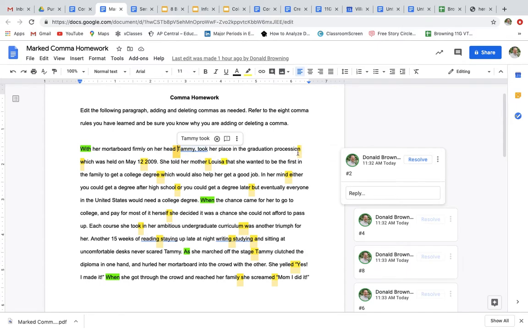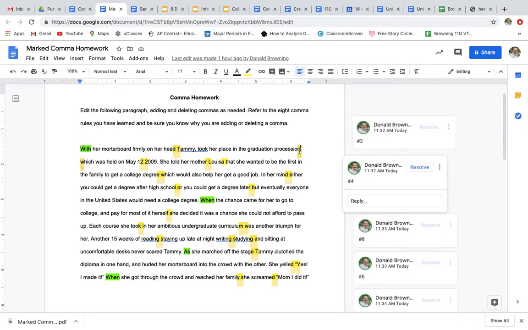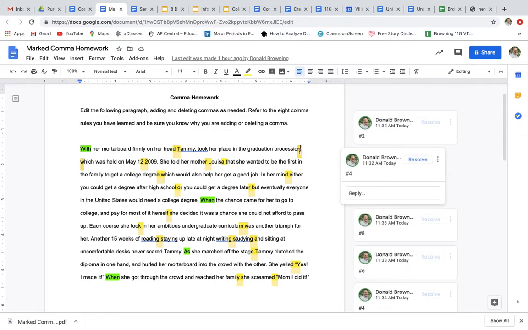All right, and then we have another one over here, graduation procession. You see the word which? That's another one that's going to let us know that you're gonna need to put a comma there. All right, so this one is rule number four, which is non-essential. That means you can take it out and it still makes sense. Which was held on May 12, 2009, does not have to be in there, and it still makes sense.